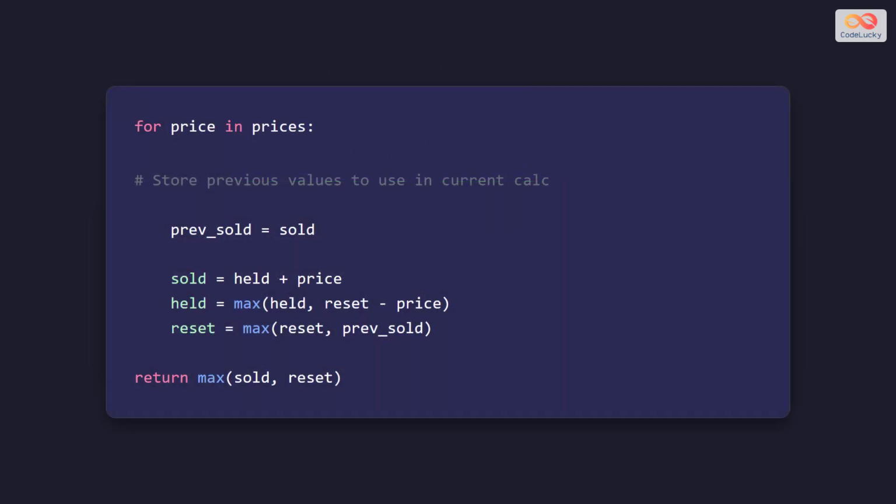Putting it all into code, we iterate through the prices. We maintain 3 variables for our states. Notice how we use the previous day's values to calculate the current day's new states. This elegant loop covers all edge cases automatically.